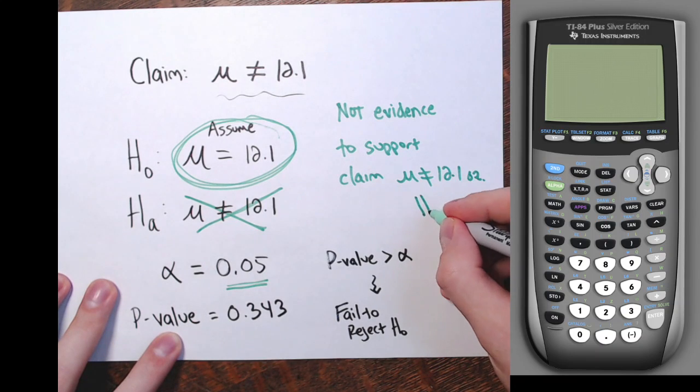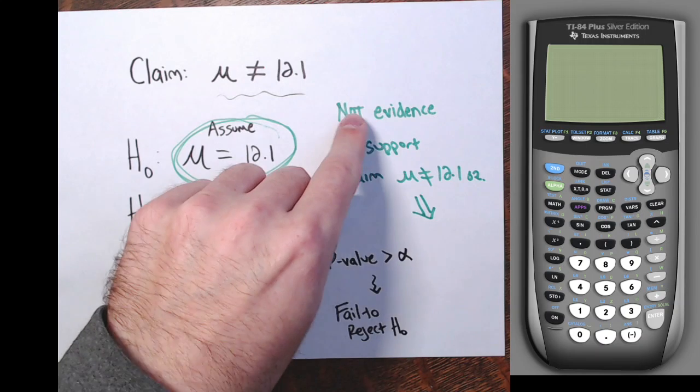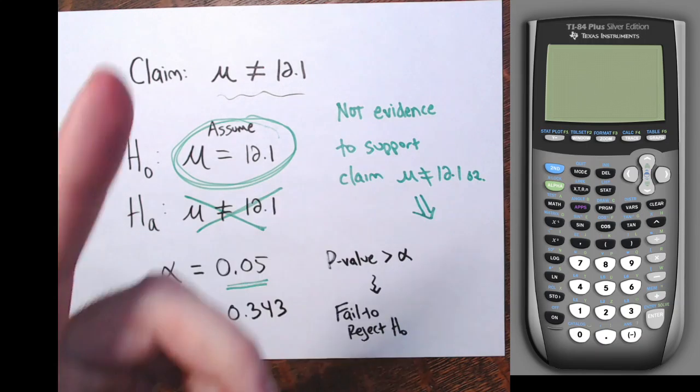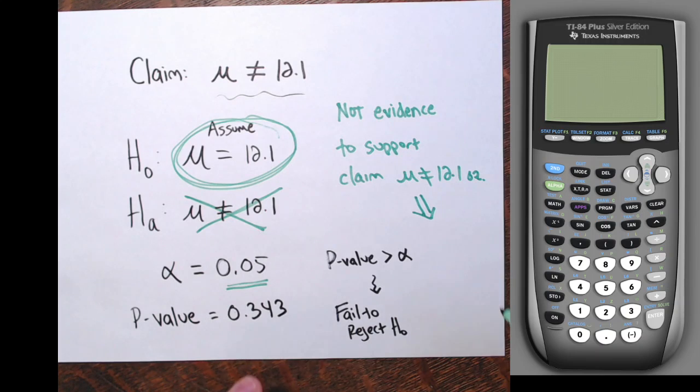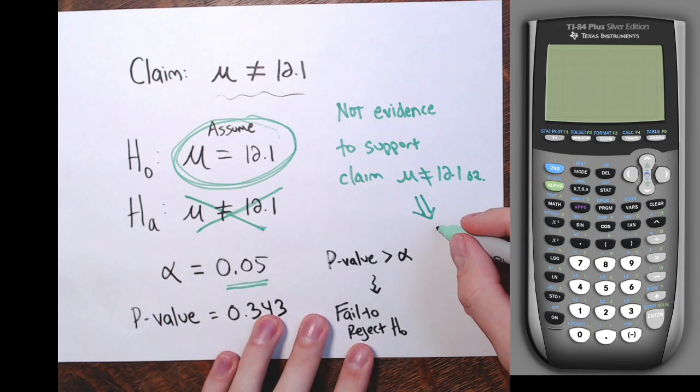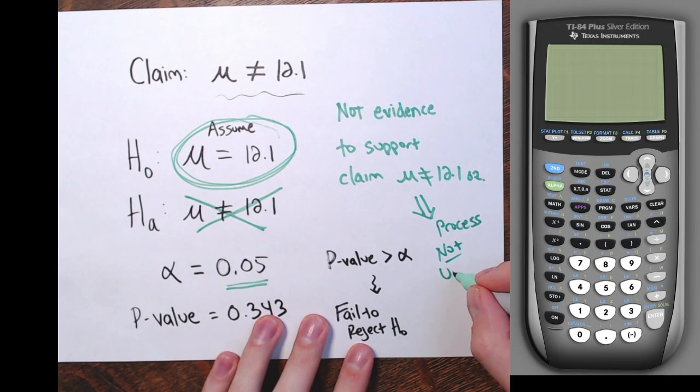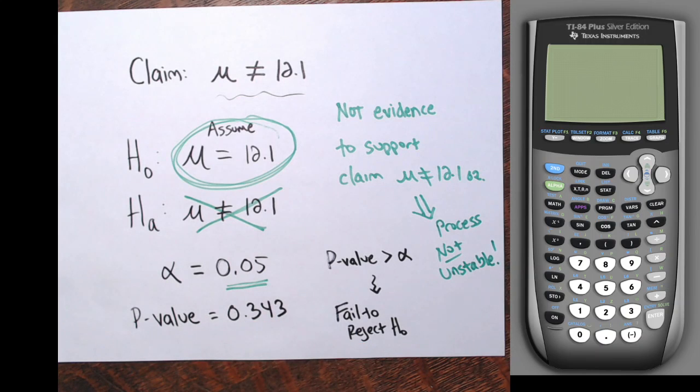And if we're not saying that the mean is different than 12.1, then it's not unstable, right? We'll say the process is not unstable. And we wouldn't go in and fix anything, right? They said in the problem, if it was unstable, then they'd go and recalibrate the machines. I'd say based on this particular sample, I wouldn't have to go back and recalibrate the machines, right?